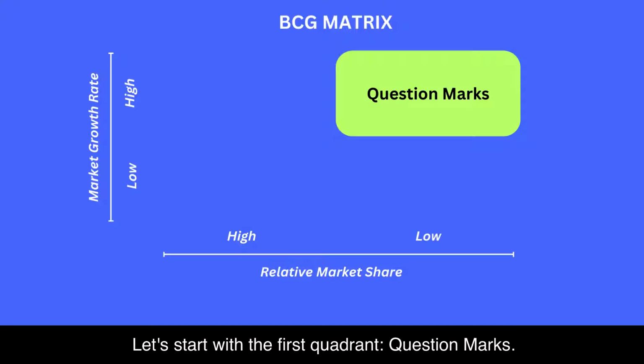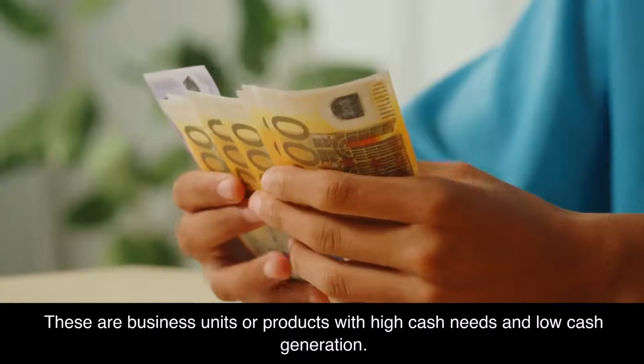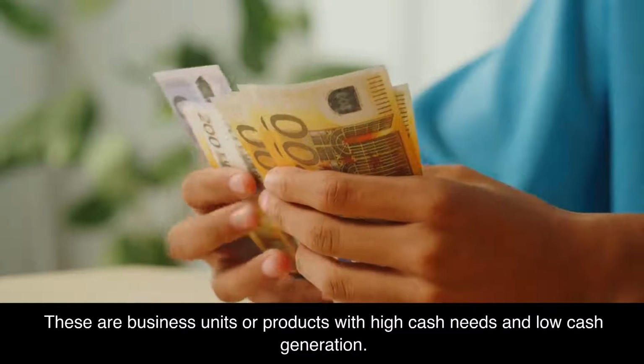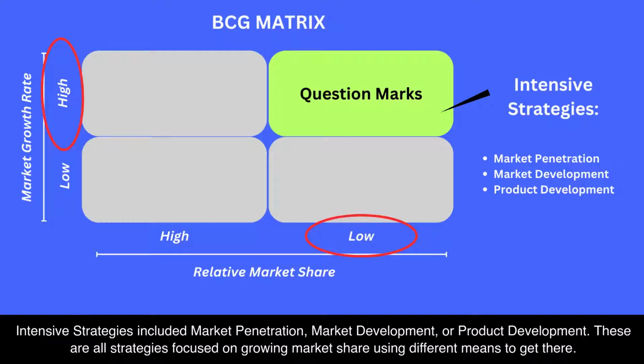Let's start with the first quadrant, question marks. In this quadrant, businesses have a low relative share position, yet they compete in a high-growth industry. These are business units or products with high cash needs and low cash generation. Organizations must decide whether to strengthen these question marks by pursuing an intensive strategy. Intensive strategies include market penetration, market development, or product development. These are all strategies focused on growing market share using different means to get there.